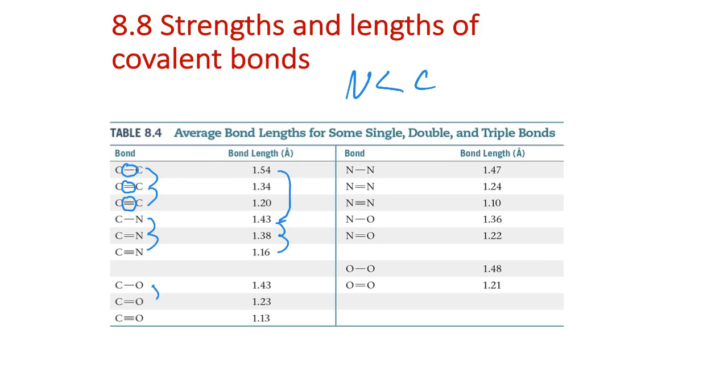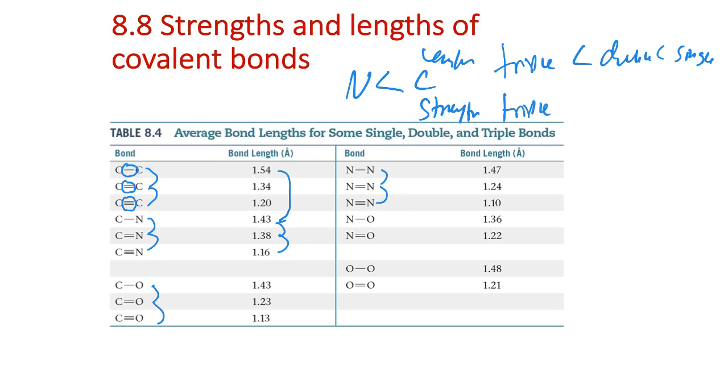Now, CO, single to double to triple, decreases in length as we go from single to double to triple. And the same thing for nitrogen-nitrogen bonds, size is decreasing. So we can compare that our triple bonds are shorter than our double bonds, shorter than single in terms of length. But the strength trend is the opposite: the triple bond is the strongest bond, stronger than the double, stronger than the single.